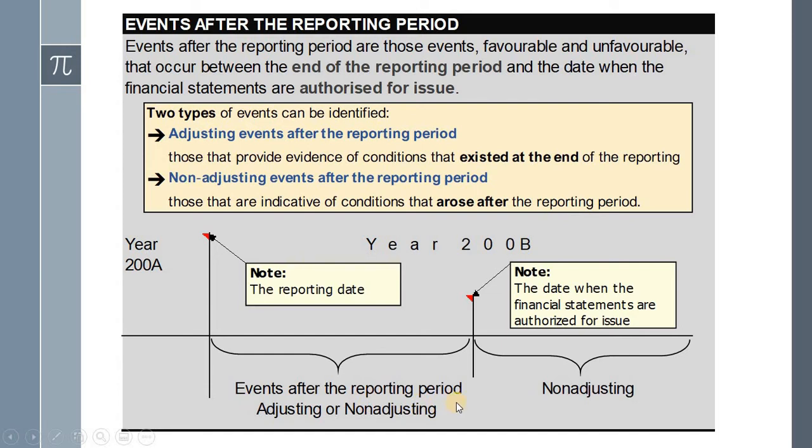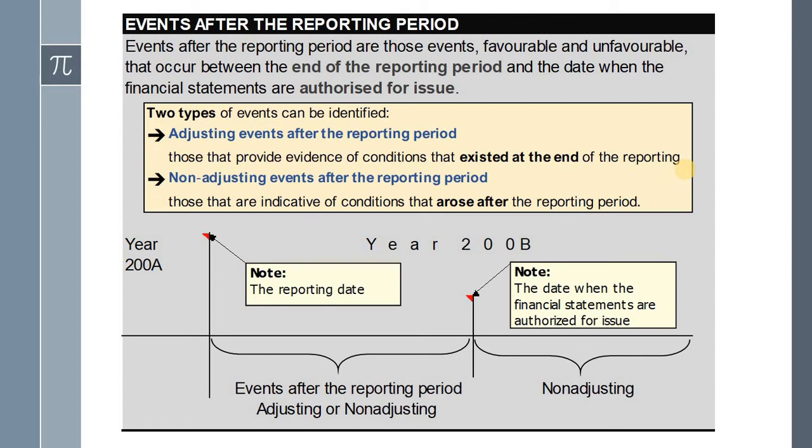And we have two types of events after the reporting period. These are adjusting events and non-adjusting events. So when we say adjusting events, these are the events that provide evidence of conditions that existed at the end of the reporting period. So we call this adjusting events because this will require the preparation of adjusting entry or update of the financial statement disclosure because the event that occurred after the reporting period affects the current reporting period.